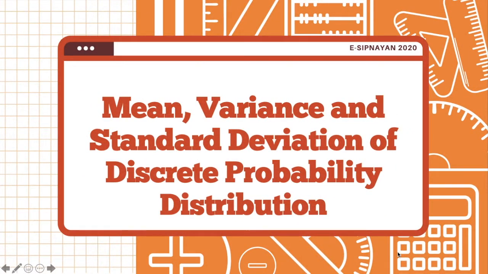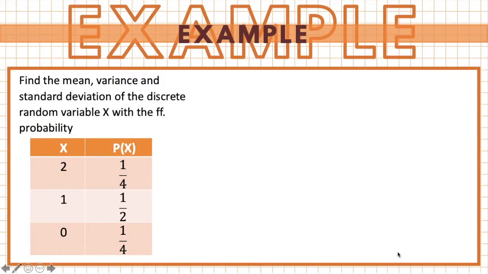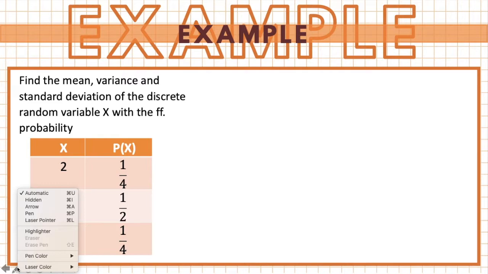For this video, I will be discussing mean, variance, and standard deviation of discrete probability distribution. Let's start with example number 1. Find the mean, variance, and standard deviation of the discrete random variable x with the following probability. So here, this table is the discrete probability distribution and we are to find the mean, variance, and standard deviation.